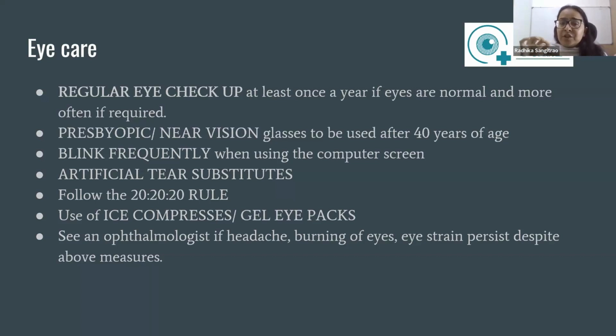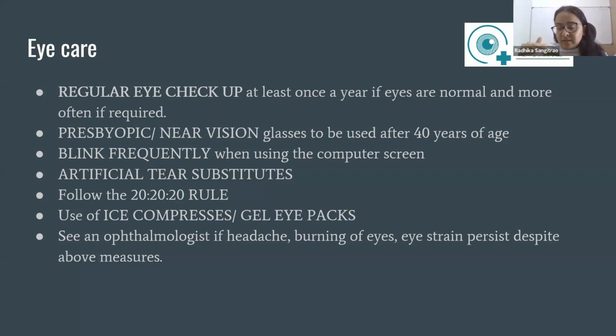Then using artificial tear substitutes. Now, artificial tear substitutes are of multiple types, but you need to get a complete eye examination if you're suffering from dryness to see exactly which layer of tear film needs to be compensated, which one is deficient. So there are different artificial tear substitutes for the different layers. Your symptoms will decrease if you're using the right type of artificial tear substitute. So it's not just a blanket, any artificial tear substitute that you can use.